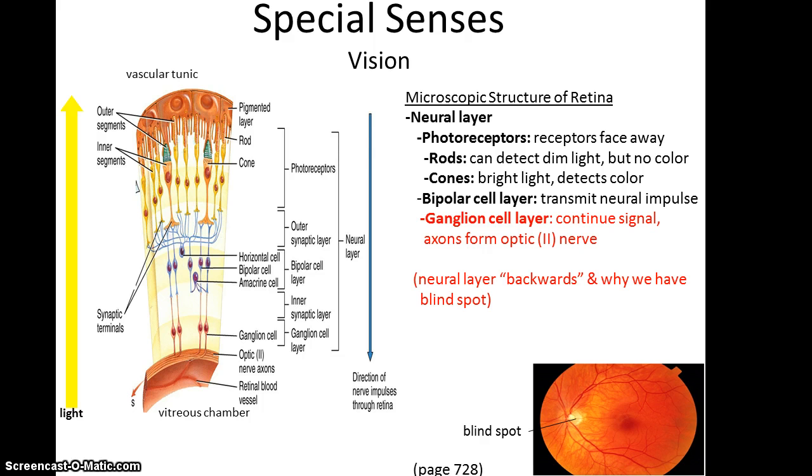And so again, as I said before, our neural layer is set up sort of backwards. So we have the receptors deep to where the light's coming in, and then we have the neurons on top of that, which means that we end up with a blind spot. And this is basically a spot in our field of vision where we can't see anything. But because our brain sort of compensates for that, it's difficult to actually realize that you have a blind spot.